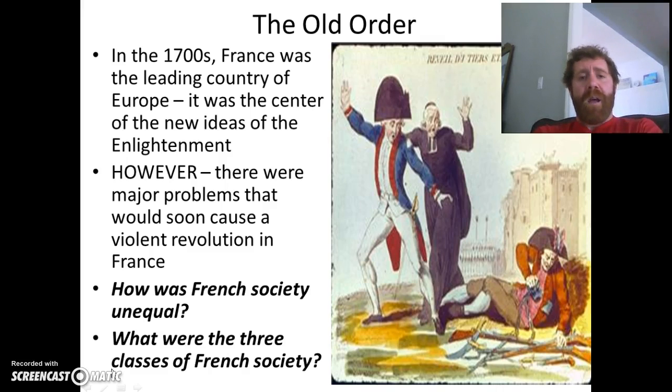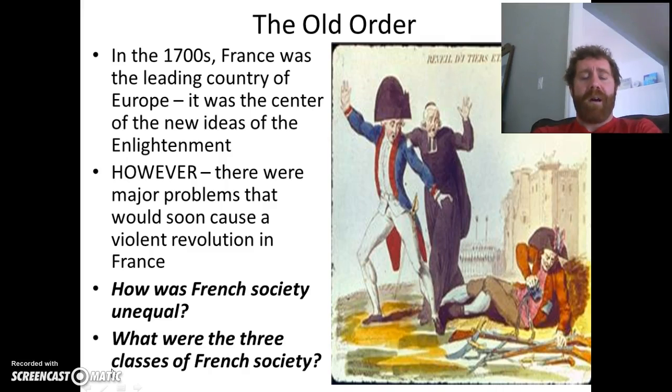The first estate, which counted as about 1% of the French population, was the Roman Catholic Church and the clergy. The second estate was the nobility. They consisted of about 2% of the French population. And then last but not least, the third estate. The third estate consisted of 97% of the French population, and it also had three groups lumped into it: the bourgeoisie, which we'll discuss a little bit later, the artisans and the city workers, and then finally the peasants.